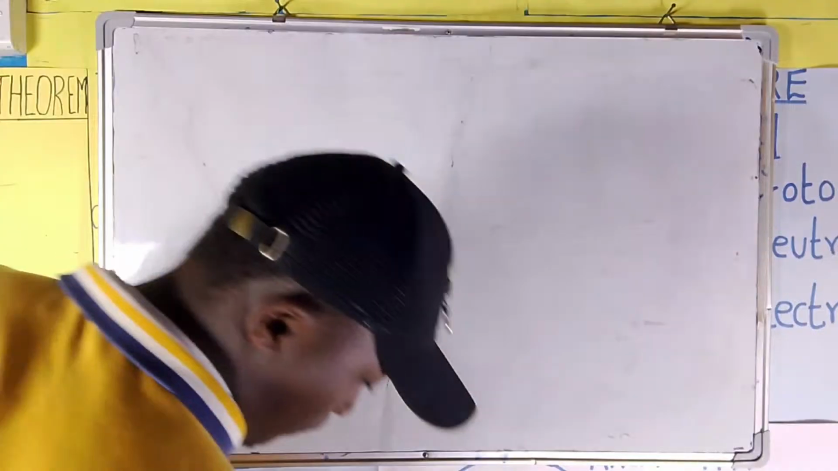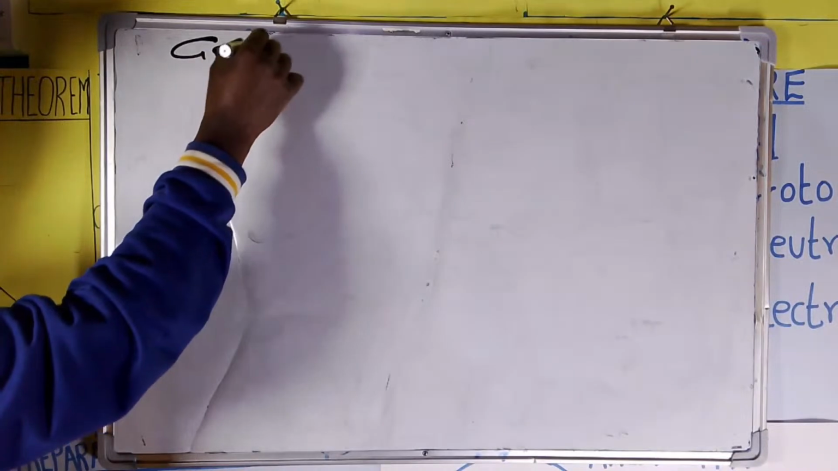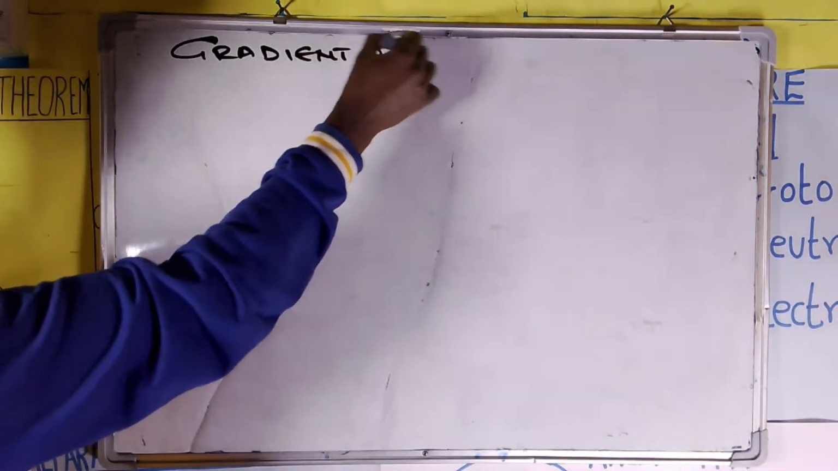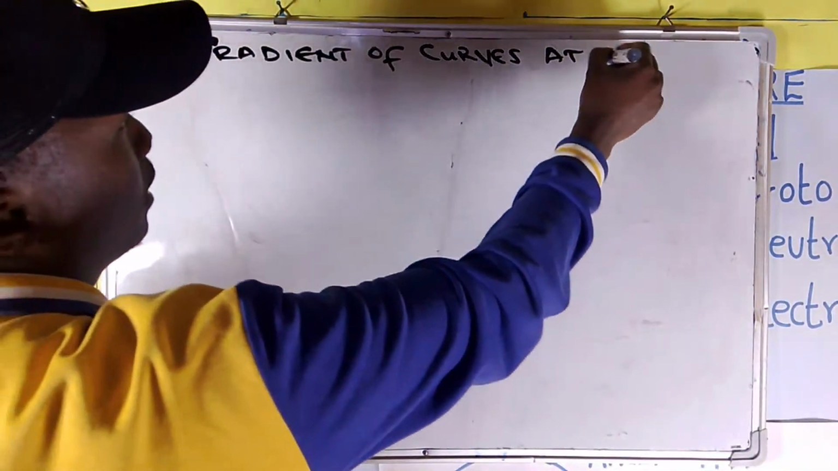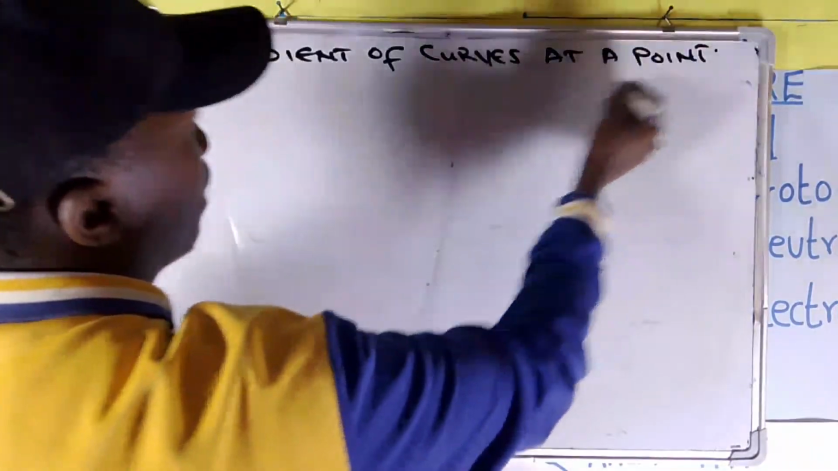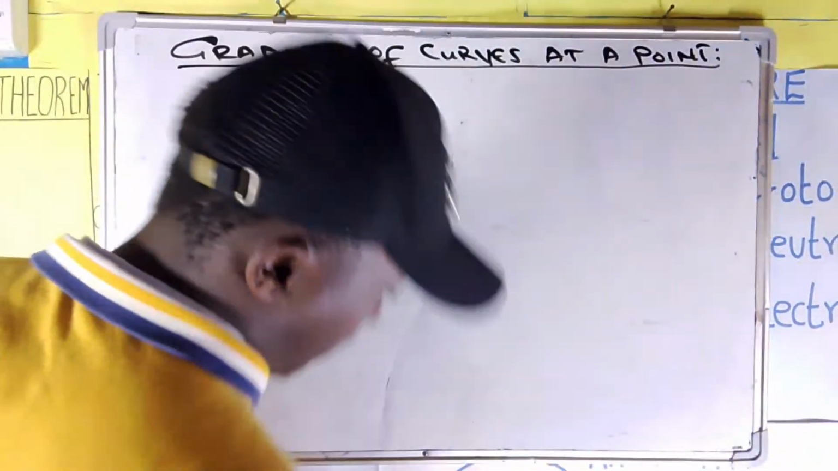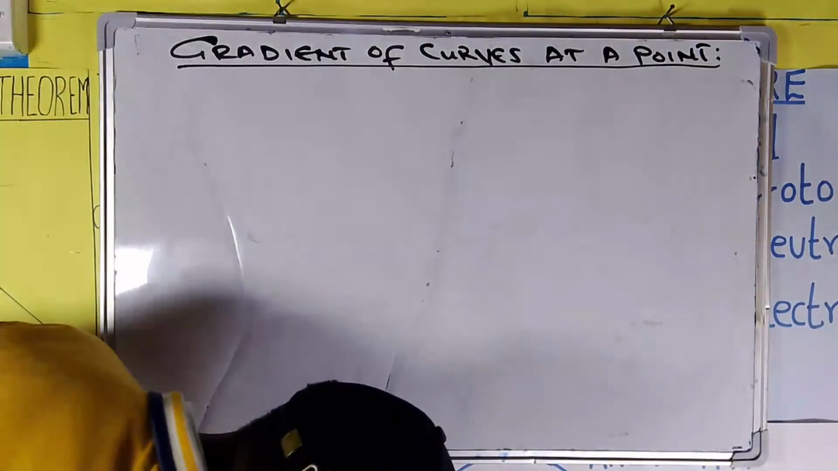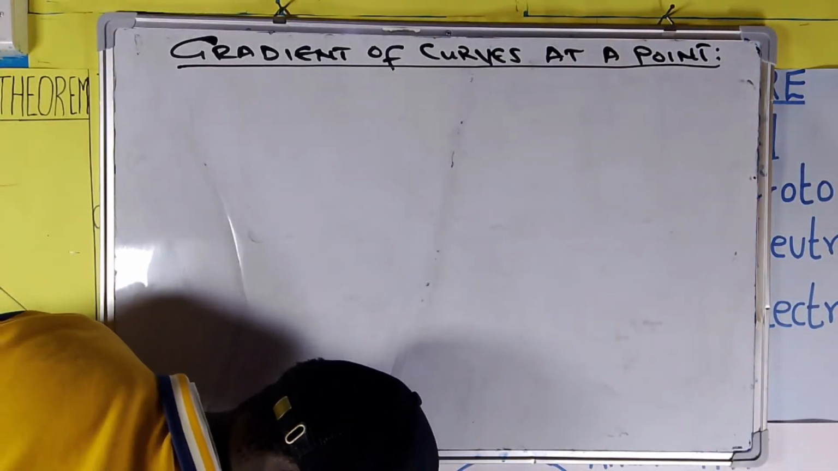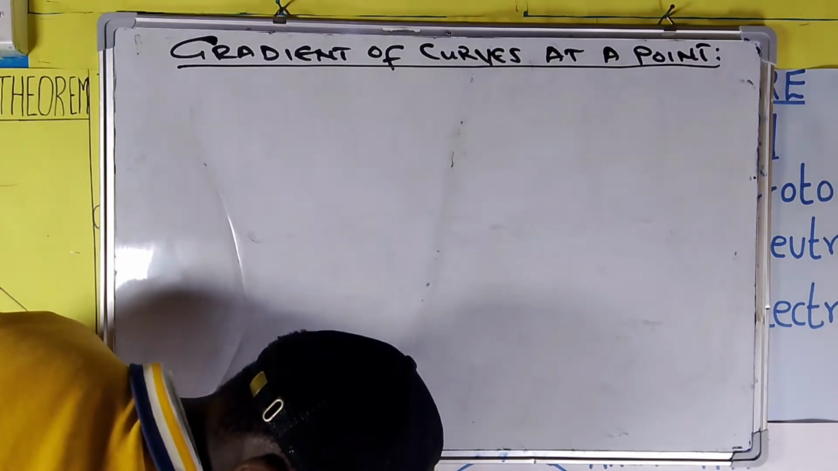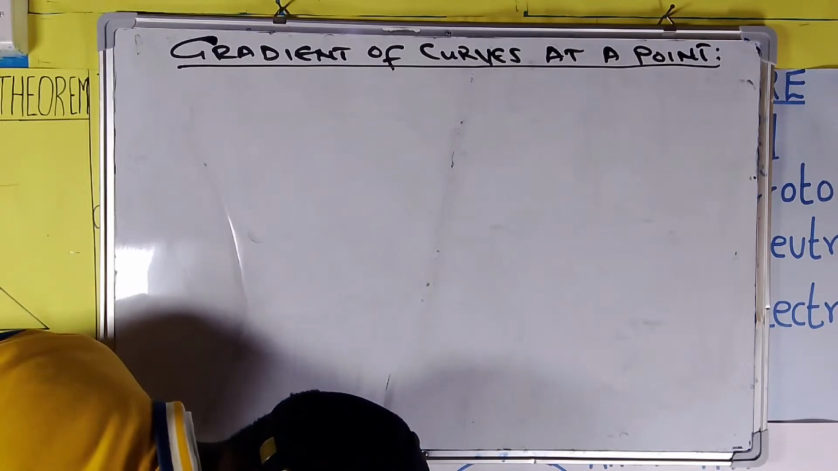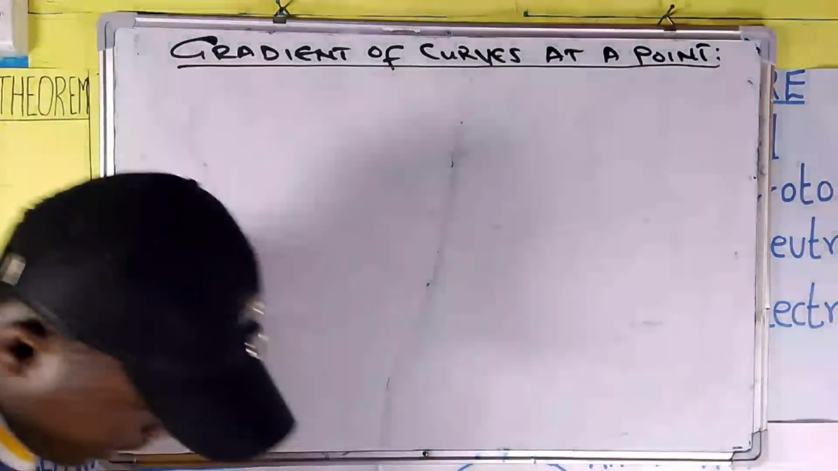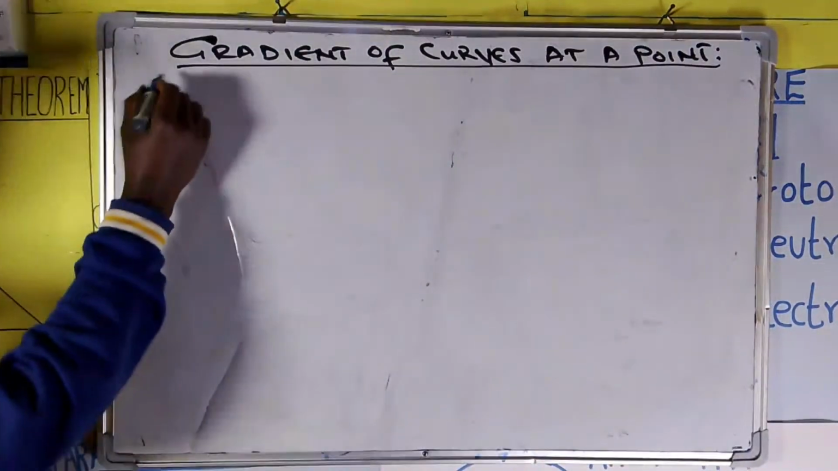Finding the gradient of a curve at a point. Gradient of curves at a point. Gradients of curve at a point. You are told to find the gradient of a curve at a point. So we may have some questions. Find the gradient of the given curves at indicated point.